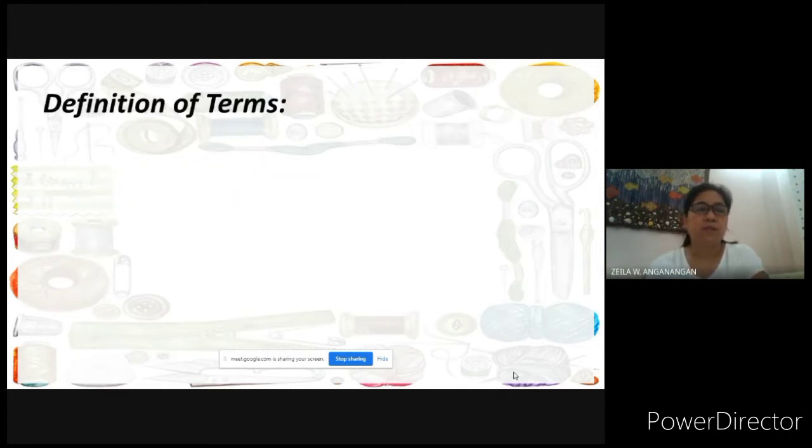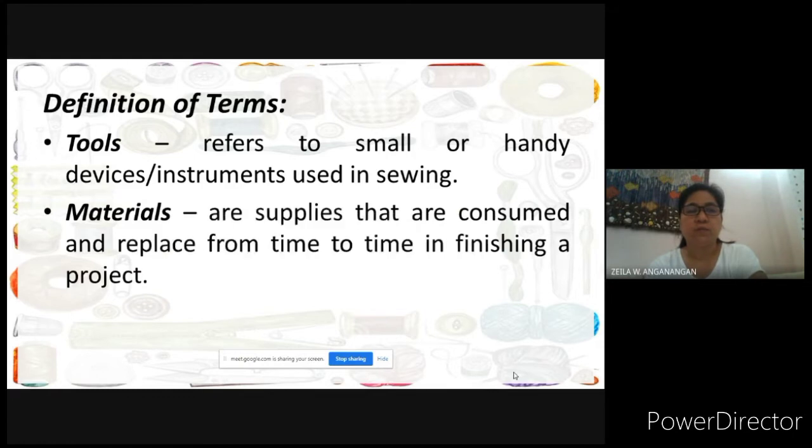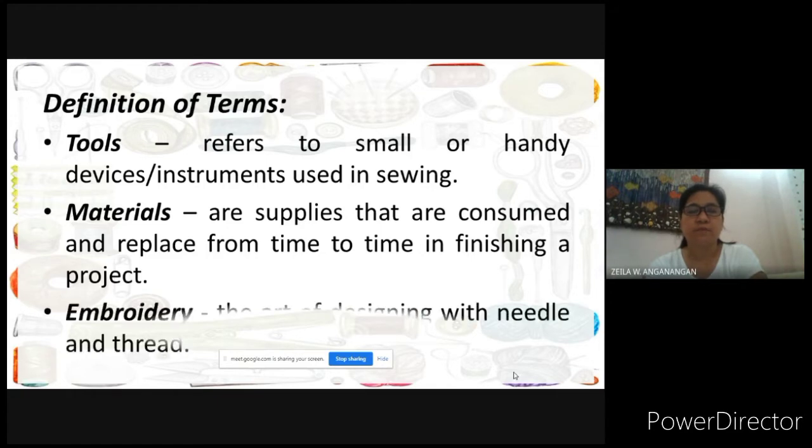So let's have the definition of terms. So first we have the tools, which refers to small or handy devices or instruments used in sewing. Next we have the materials. These are the supplies that are consumed and replaced from time to time in finishing a project. Embroidery, the art of designing with needle and thread.